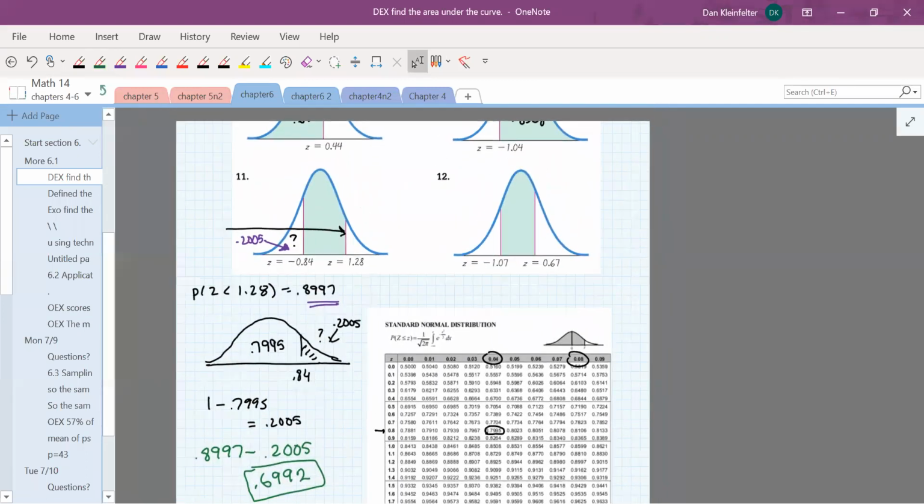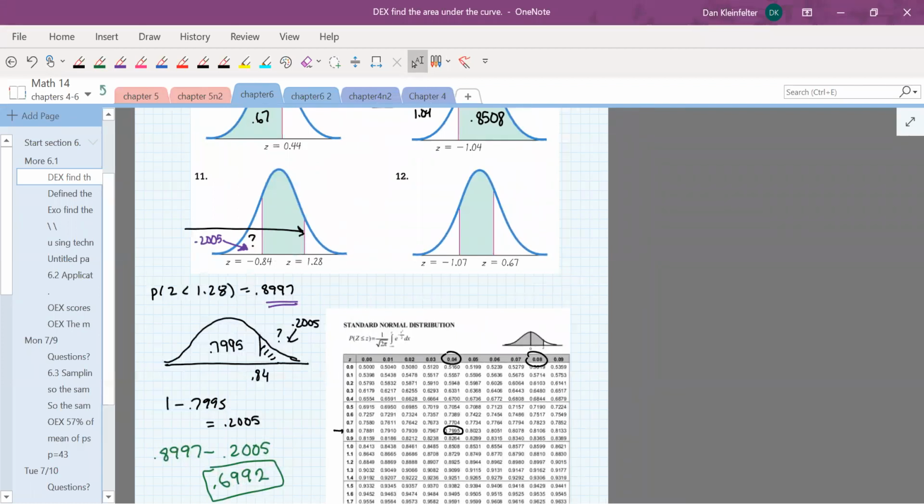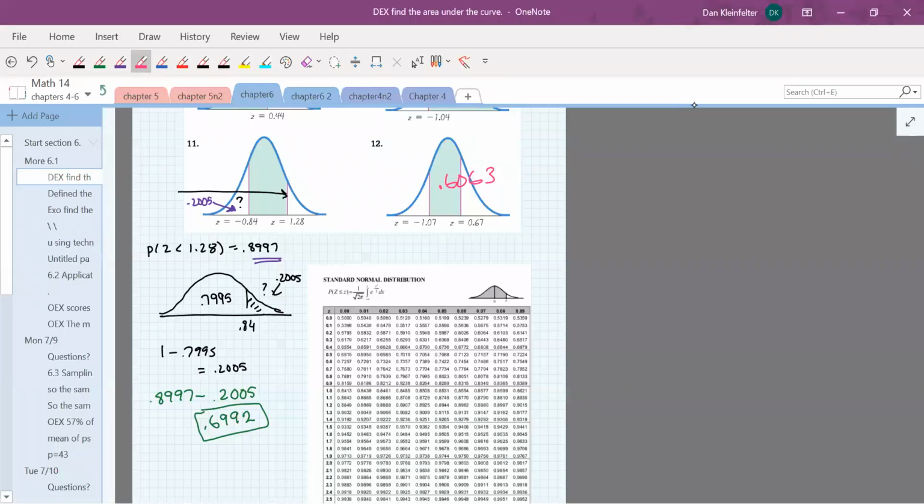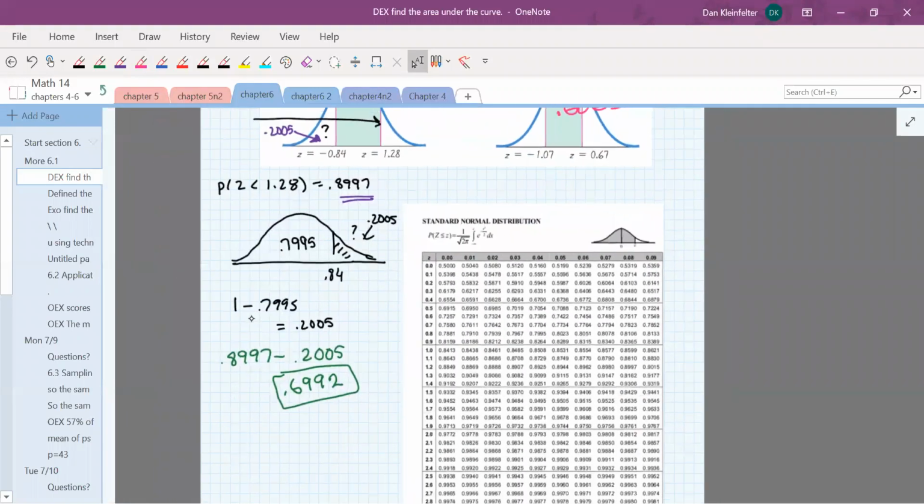Number 12 is going to play out similarly. So take a minute and try that, and I will put the answer here into the notes. The area for number 12 works out to be 0.6063. So make sure you're able to figure out how to get that using the same method as we did in number 11. If you can't figure it out, let me know and we can work through it together.